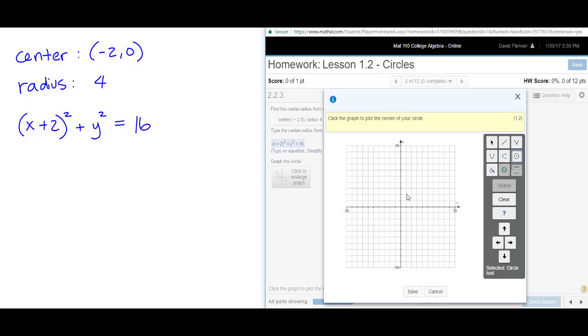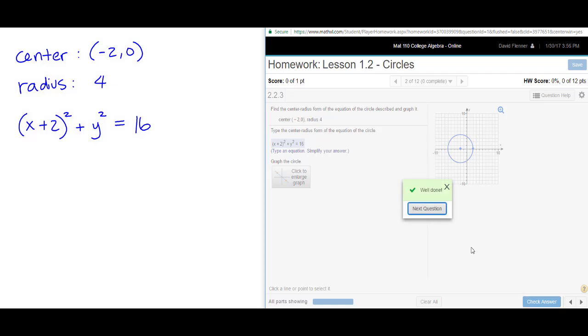And when you do that, you're first looking for the center of the circle. So just find where the center would be. It's at negative 2 on the x, 0 on the y, so right here. So I'm just going to click there. And then when I move my mouse away, it's going to draw my circle for me. Now, the radius is 4, so I just need to go 1, 2, 3, 4 units away, and then click again. And that's going to give me my circle. So hit save, check answer, and we're all set.